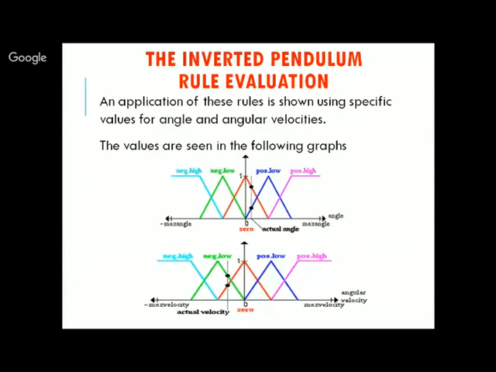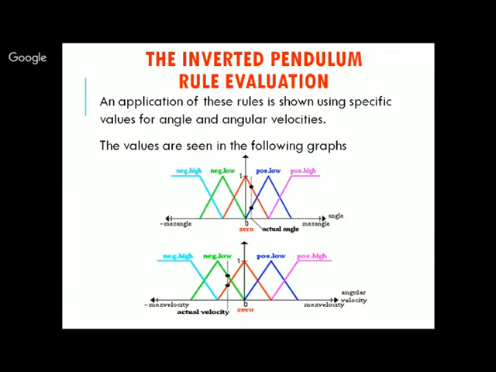So here, see this picture. I have an actual angle value here. See, it is more than 0, greater than 0. This actual angle value is intersecting these fuzzy pictures. See here, 0 और positive low पे ये intersect कर रहा है, देखा? Similarly, the angular velocity value is also intersecting negative low and 0. So the rules which are associated with these will be evaluated.